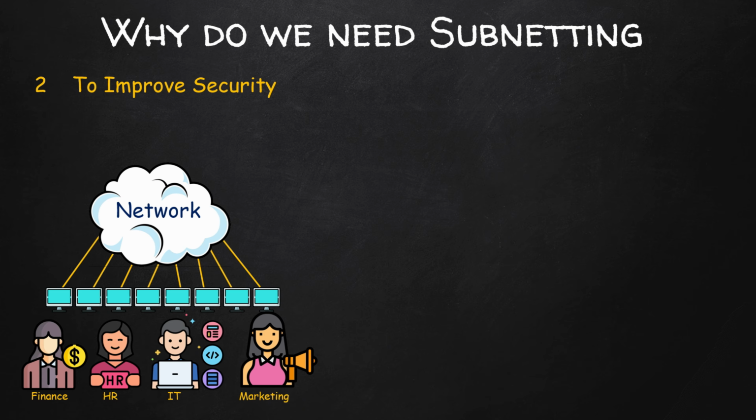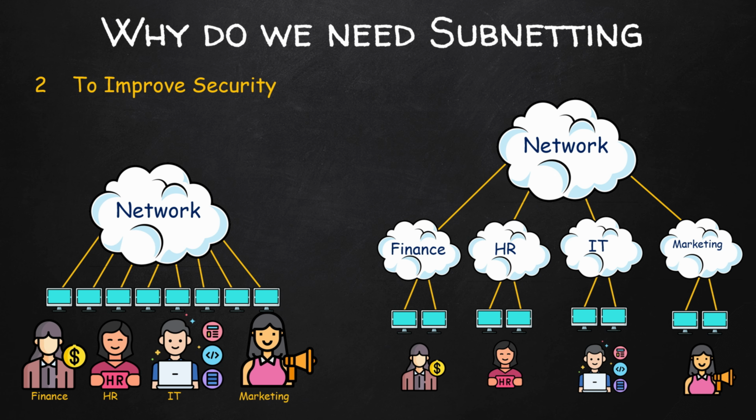So how to prevent this kind of risk? To prevent this kind of risk, you can use subnetting. When you implement subnetting, you are going to divide the large network into multiple small subnetworks, and you are going to allocate one network for the finance team, one network for the HR team, one network for IT, and one network for the marketing team. And they are entirely different networks.